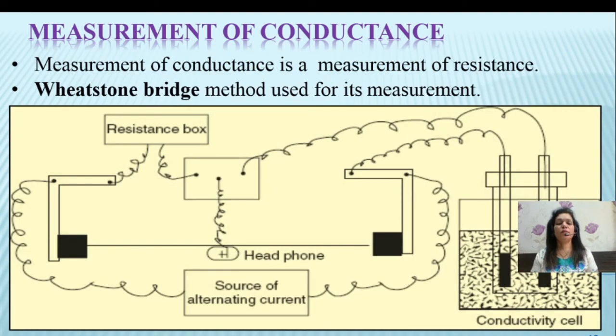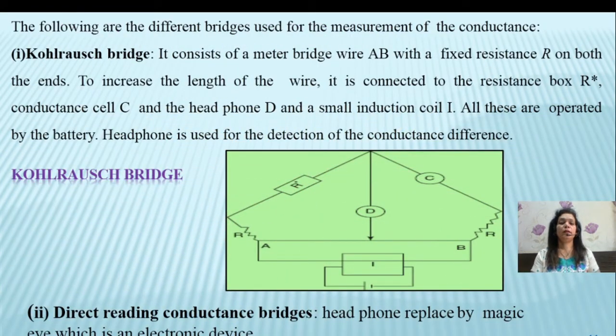We can measure the conductance of a solution by using the Wheatstone bridge method. This Wheatstone bridge instrument, or Kohlrausch bridge we can say, consists of an AB wire with a fixed resistance R on both ends.